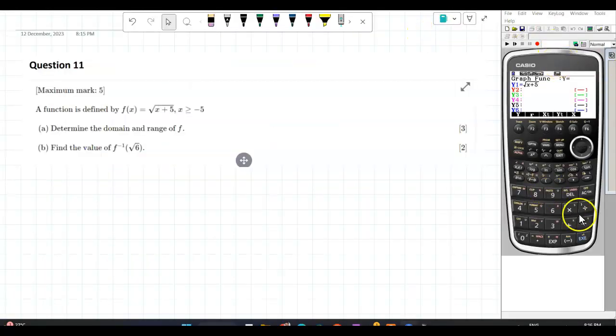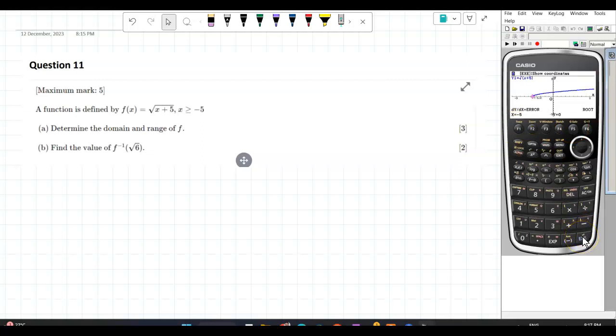So to find a domain and range, you always graph it on your calculator and see the x values and the y values. View window, always remember view window standard. So always look at the standard view window. Then you can do G solve, root, to get the zero. So what is that? -5.